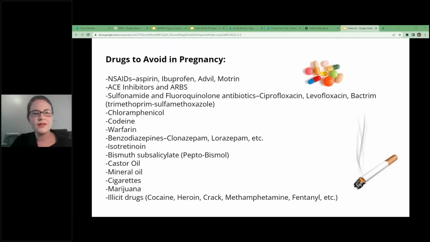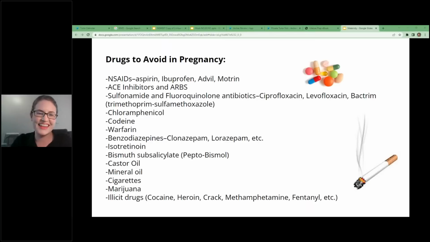Castor oil, well, this causes no direct harm to the fetus. This increases the risk of maternal diarrhea and dehydration, which can increase the risk of preterm labor. Mineral oil, too. This doesn't cause direct harm to the fetus, but mineral oil can affect the ability of your body to absorb nutrients. And the reason a lot of women take mineral oil is they get constipated and they want it to help the constipation. Do not use mineral oil for constipation in pregnancy. Instead, something like Colace would be a much better option, or docusate sodium.